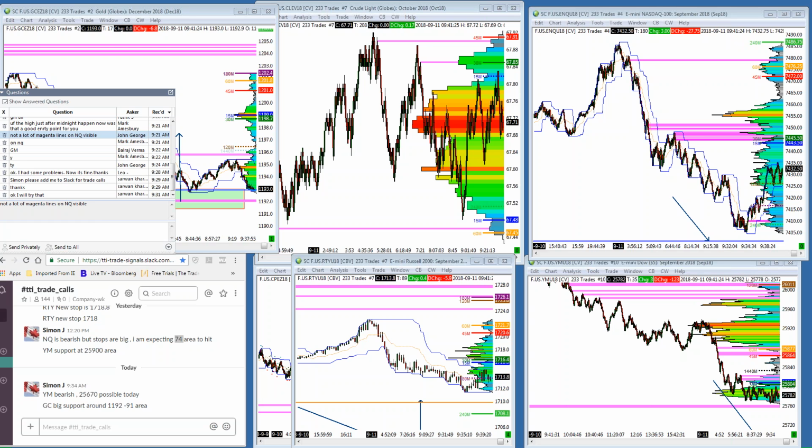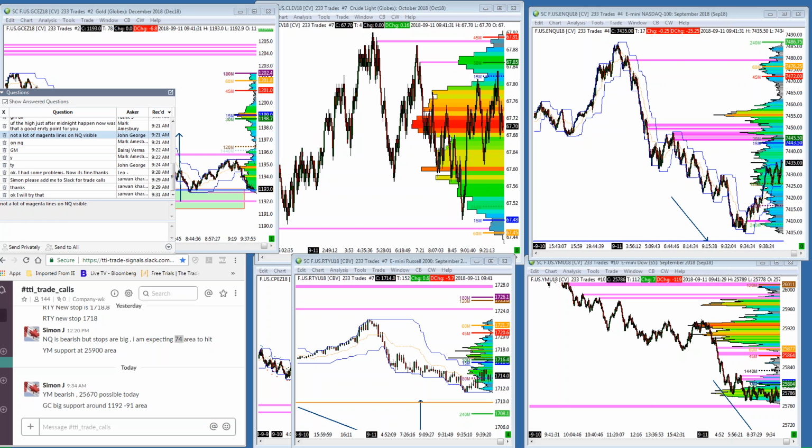I have to find a good level on gold. I don't like it here exactly. Maybe a bit lower, as I said, between these two lines, the blue and the yellow.